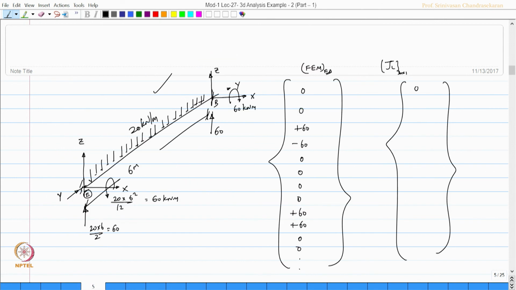So, by this logic 0 0 minus 60 plus 60, okay, 0 0 0 0, then minus 60 0 0, remaining all will be 0. So, it is going to be 36 by 1. I have entered the unrestrained degree loads, okay. Remaining all, there are no loads here, okay. That is the matrix we have. Let us solve this problem.